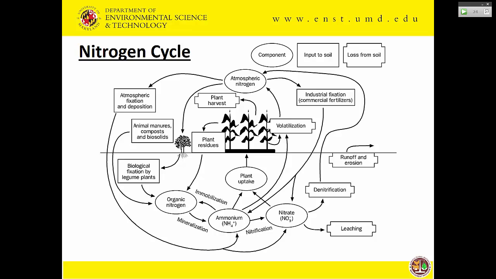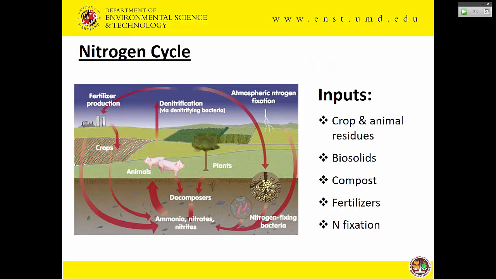So this nitrate can leach. This can also denitrify, which means convert back into nitrogen gas and go back into atmosphere. We can also have issues with runoff and erosion. We could also have issues with volatilization, which we will talk about in a minute. We also have atmospheric nitrogen, which can fall back and contribute to some of the nitrogen in the terrestrial landscape.